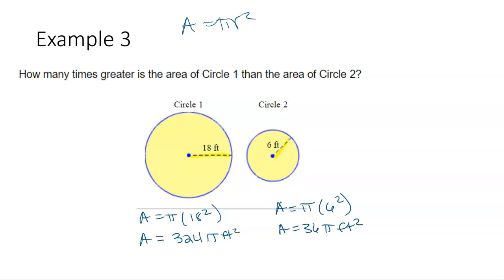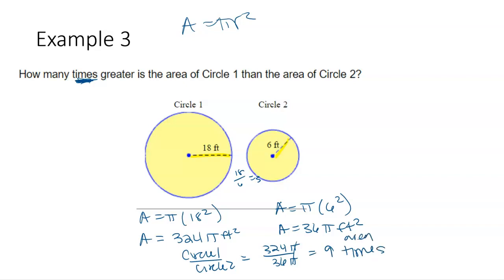So now if we were to determine the difference, we would subtract them like I said earlier, but we want to know how many times greater, so we're actually going to divide these or find the ratio. So circle 1 to circle 2 is going to be 324 pi divided by 36 pi. Just like you may have done here, 18 divided by 6 gave you 3. And the pi's cancel. Type 324 divided by 36, you get 9. It's 9. The area is 9 times greater.